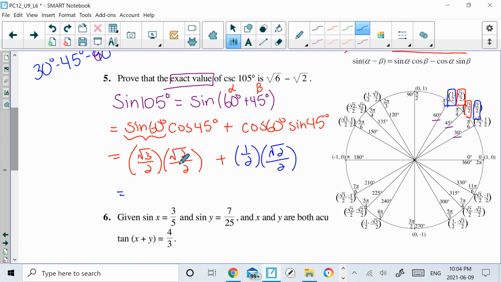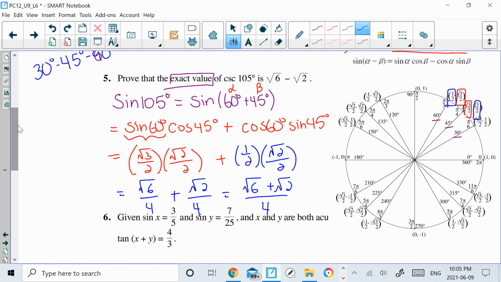From here, let's evaluate each term. Root 3 times root 2 would give you root 6, and 2 times 2 is 4. Plus 1 times root 2 is just root 2, all over 2 times 2 is 4. From here, that is equivalent to root 6 plus root 2 all over 4. That is the answer for the sine of 105 degrees.